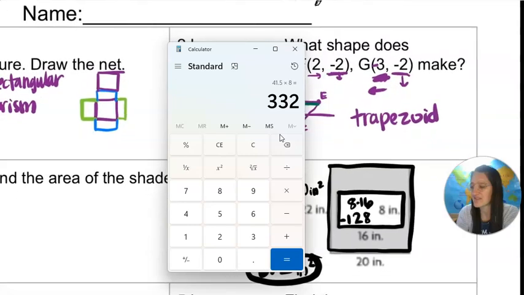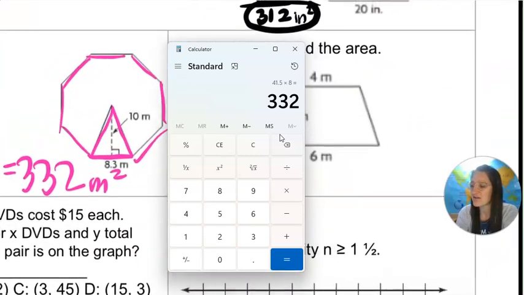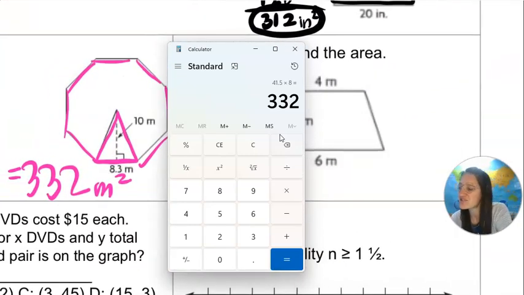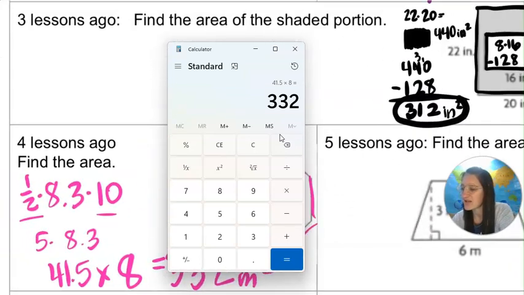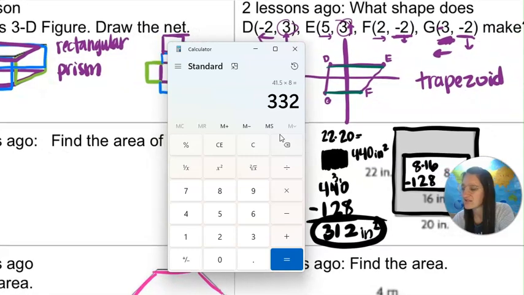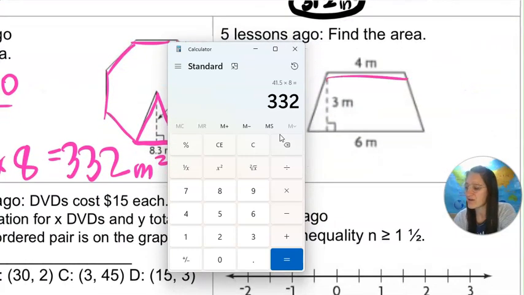Okay, perfect. All right, 5 lessons ago, we needed to find the area of this shape. And what is this shape? Well, we kind of talked about it right here, didn't we? Where it has 2 parallel sides. Those 2 are not parallel. So it's not a parallelogram, which makes it a trapezoid.